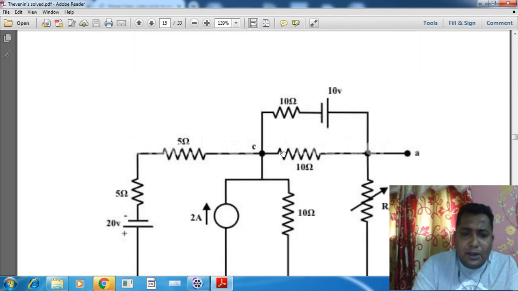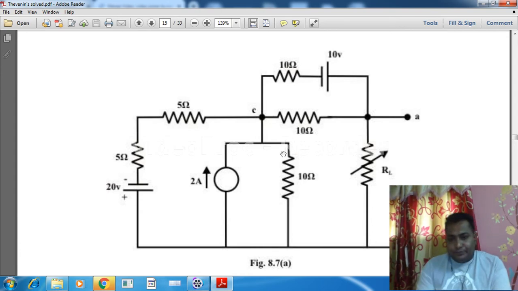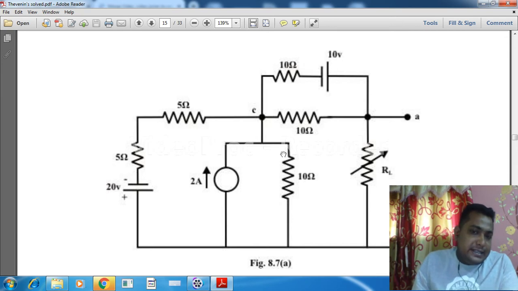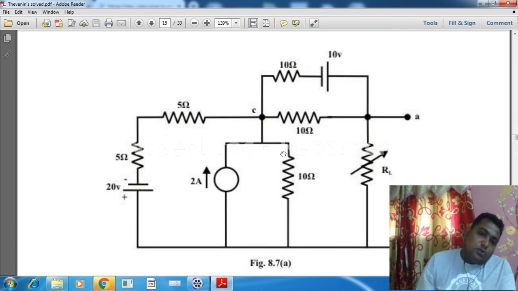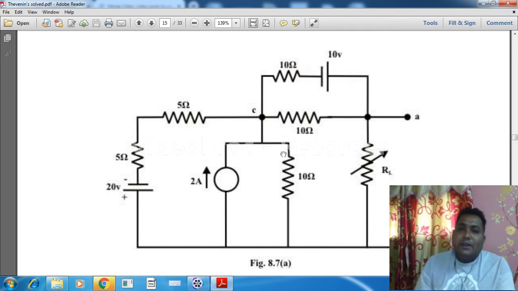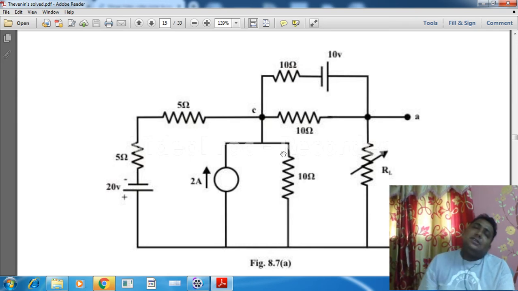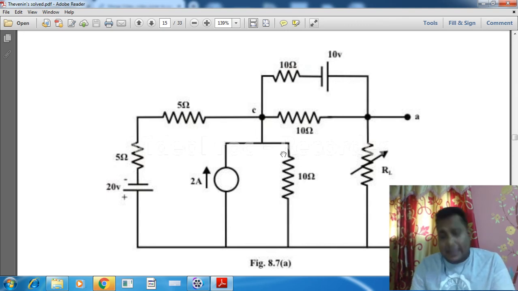Coming to a particular problem directly. This is a circuit, and you can see that it is a complex one. There are two voltage sources, 20 volt and 10 volt, and one current source of 2 ampere, and different resistances, 1 2 3 4 5 6 resistances. Within that, 5 are internal resistances and there is a load resistance RL.